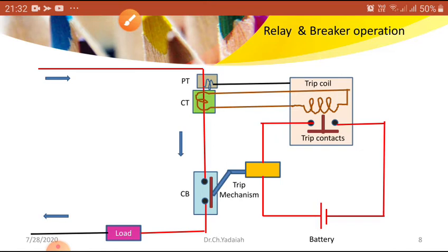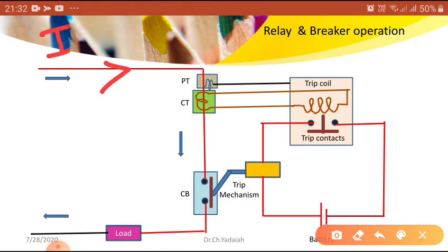Now let us assume normal condition, so there is no problem here. Current I is flowing. Then CT and PT indicate that this is the rated voltage and rated current. Then what happens to our trip coil? Whatever current flows through the trip coil develops its magnetic field, some flux. That flux is unable to pull the trip contacts upward, because we provided a spring connection to the trip contacts.